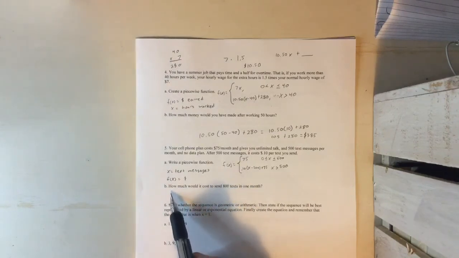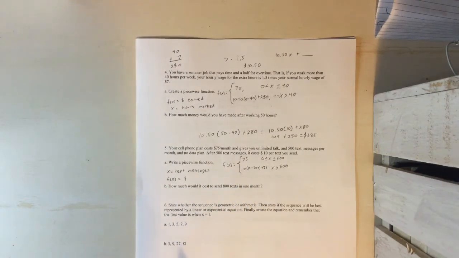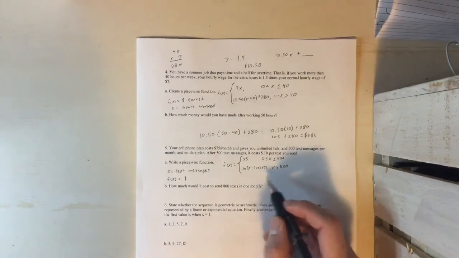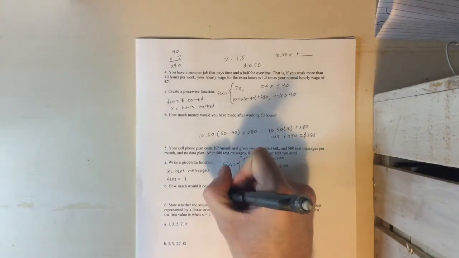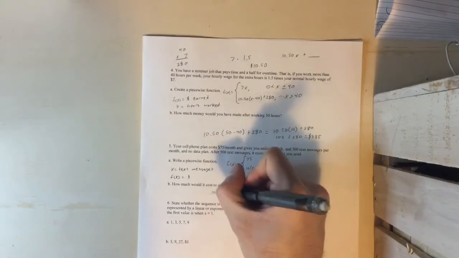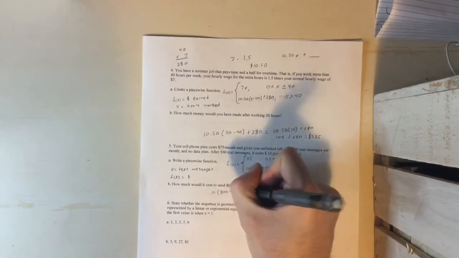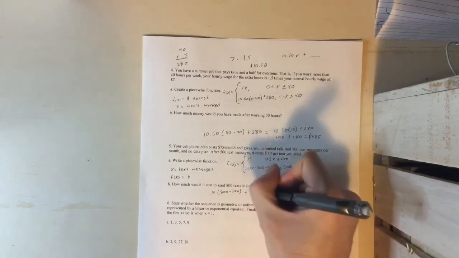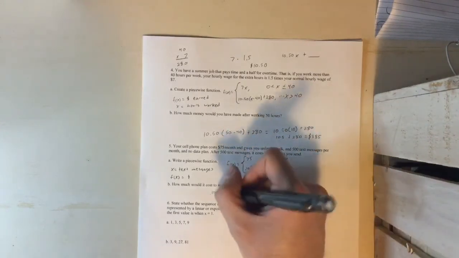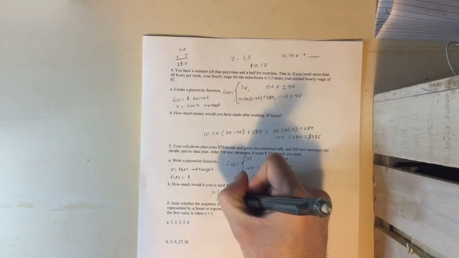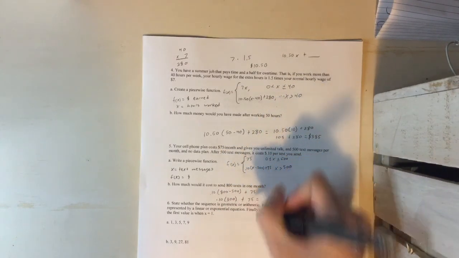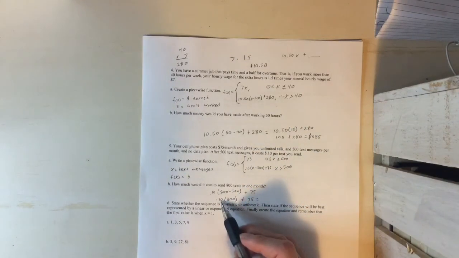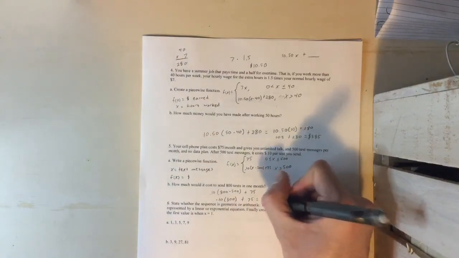So the next part, how much would it cost to send 800 texts in 1 month? So 800 is going to be greater than 500. So we go 10 cents times 800 minus 500 plus 75. So then we're going to have 10 cents times 300 plus 75. So 300 times 0.10, that's going to make this $30. So 30 plus 75 is $105.